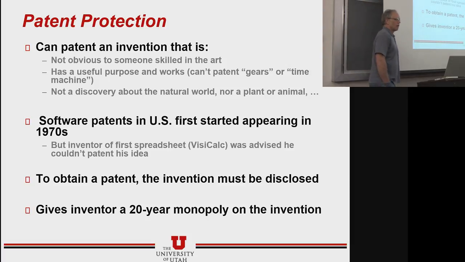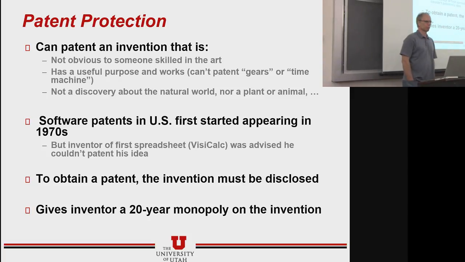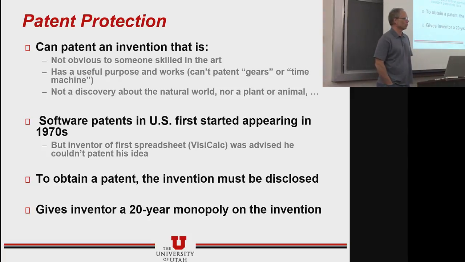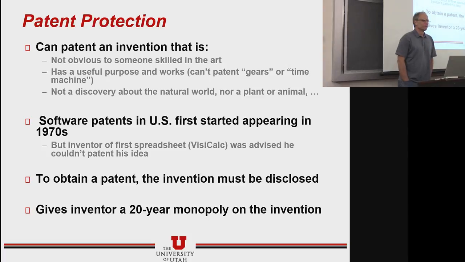You have to patent something that has a useful purpose and works. Okay? So you can't patent time machines or perpetual motion machines because they don't work, unless you can demonstrate that they work, I guess. And gears isn't specific enough. Gears by themselves aren't useful. Gears in some application, gears in use, is what you can patent.